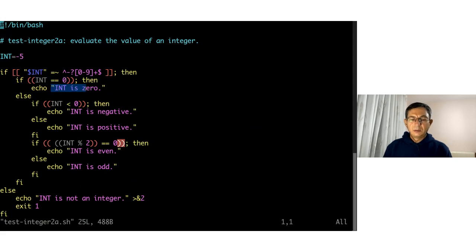If it is equal to 0, then we print this message: integer is equal to 0. Here we check whether integer is less than 0. So this is an arithmetic comparison, which is used in arithmetic expressions. Then integer is negative, otherwise integer is positive. Here we get the remainder of dividing by 2 and check whether it is equal to 0. So let's compare this with the previous script to see the differences.